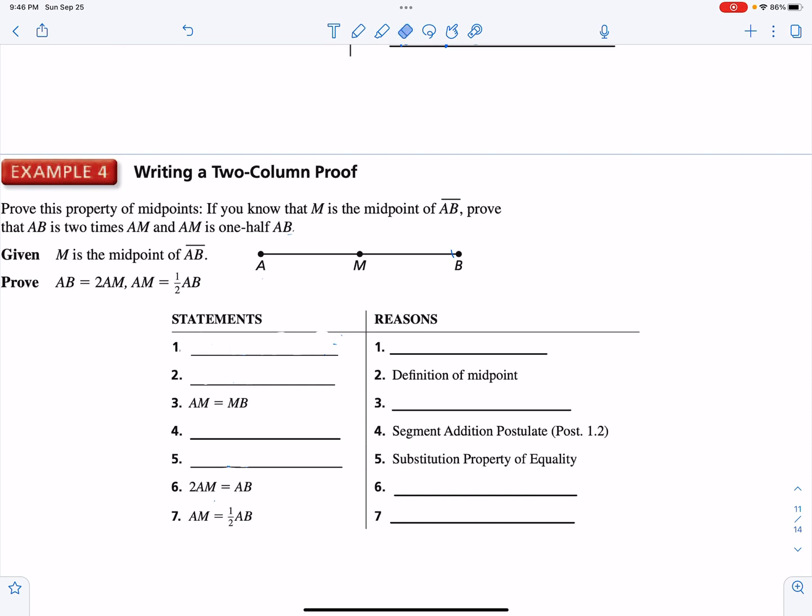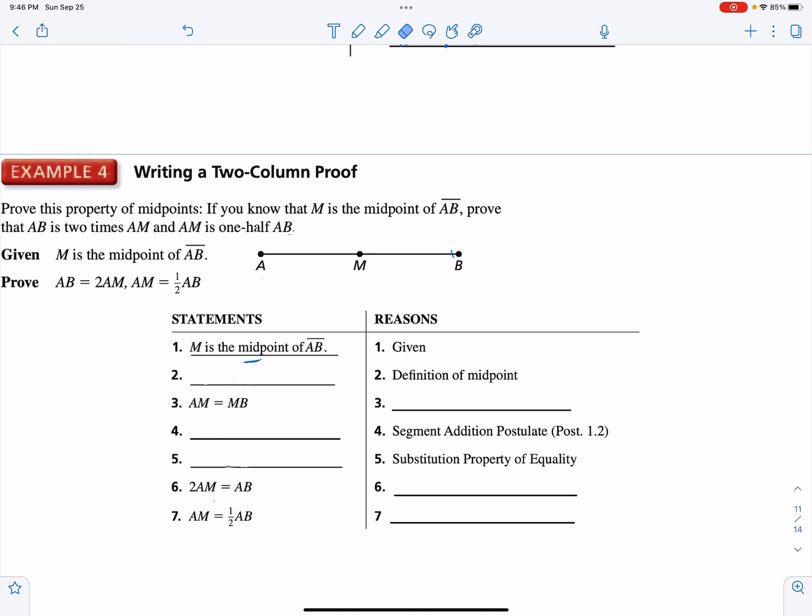Okay, so first statement, again, let me erase all this chicken scratch. The first statement, again, is always going to be the given. Let's undo that so that doesn't pop up all the way. Okay, so there's our given statement. M is the midpoint of AB. Obviously, the reason should be given.